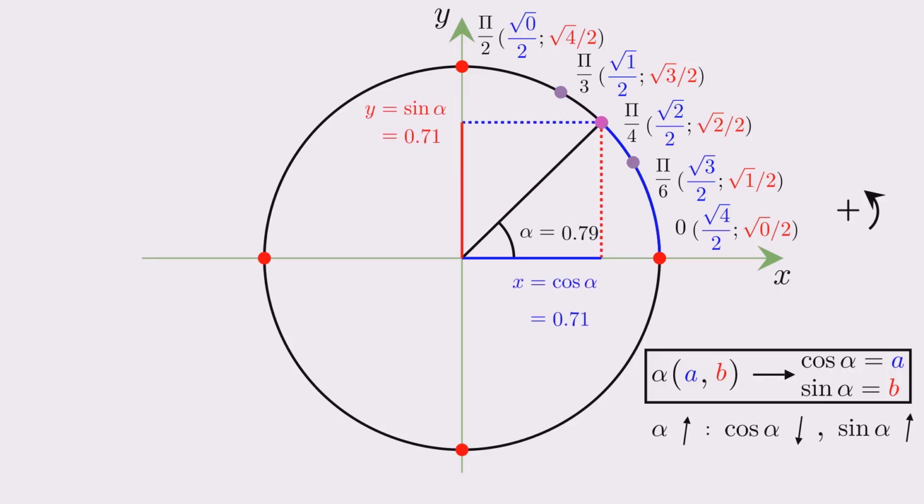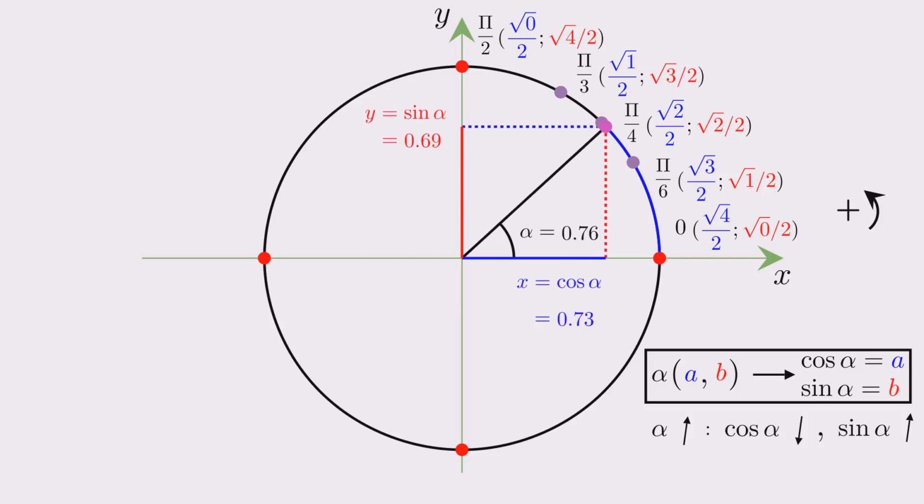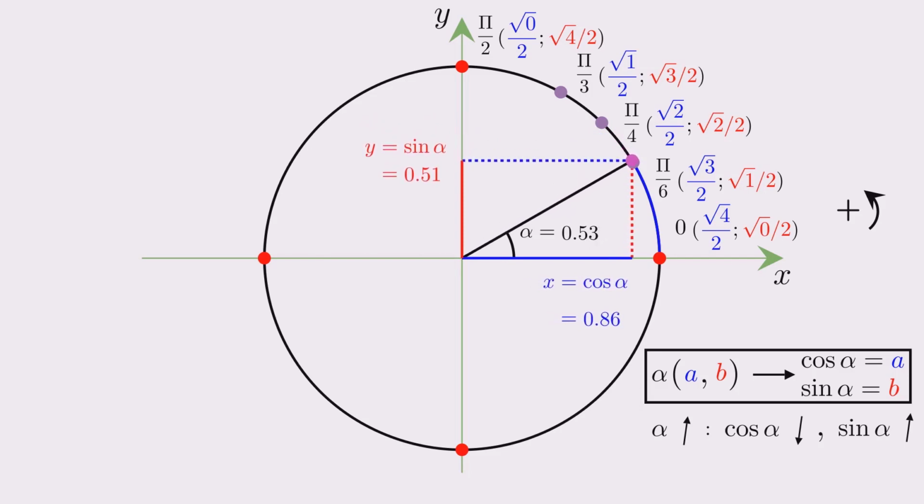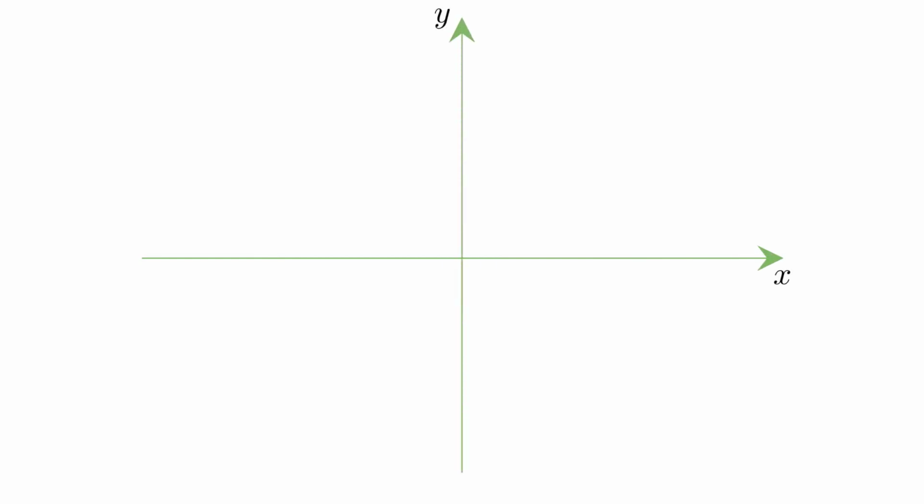In this video, we will together learn how to determine the trigonometric values of any angle, and thereby master the trigonometric values of angles in the first quadrant. First, let's understand the coordinate system. The coordinate system consists of the horizontal x-axis and the vertical y-axis. These two axes intersect at the origin O.